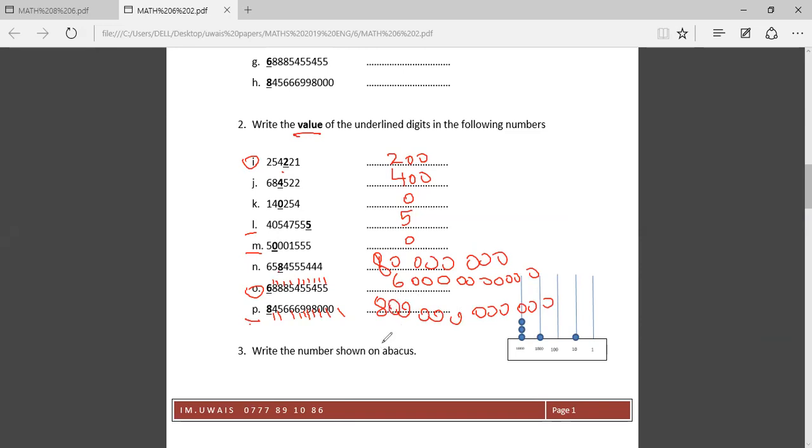1, 2, 3, 4, 5, 6, 7, 8, 9, 10, 11. This is the value of 8. This is an easy method, okay? The first question: the 2 apart and the 2 apart. Then you get the digit 1, 2. Then put 2 zeros. Then 200.